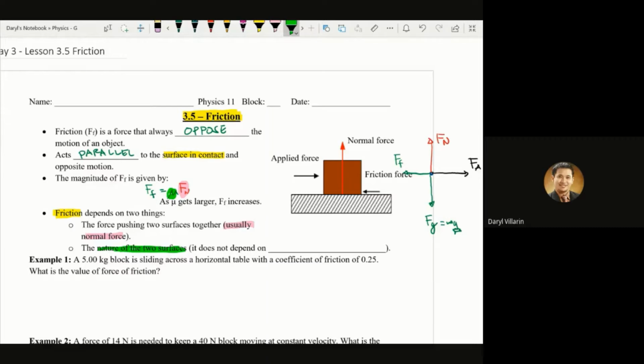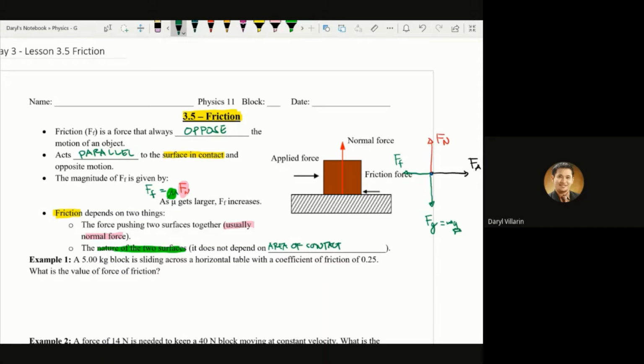For example, you have glass on wood or rubber on glass, or you can have wood on wood, which could be different also. You can have metal on ice. Even metal on ice still has a certain amount of friction, although that is relatively small compared to, say, rubber on a glass surface. So it does not depend on the area of contact.